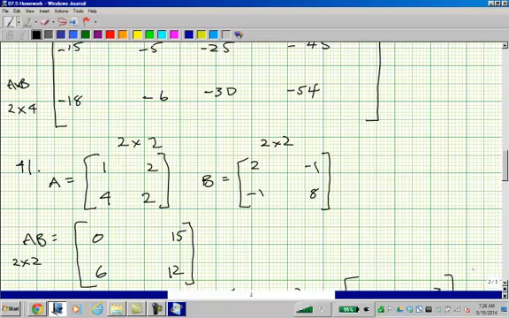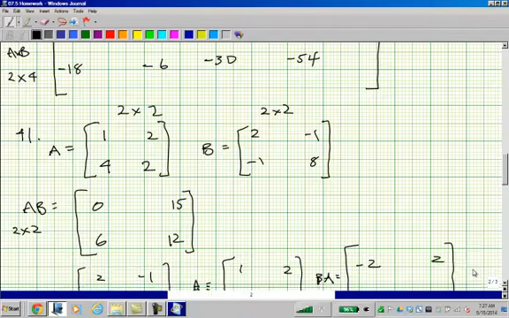So A times B, 0 times 2 plus 2 times -1 is 0. 1 times -1 plus 2 times 8 is 15. And now we are going to go to the second row. 4 times 2 is 8, minus 2 is 6, 4 times -4. 4 times -1 is -4, 2 times 8 is 16, and that's 12. And that's the product matrix, A times B.